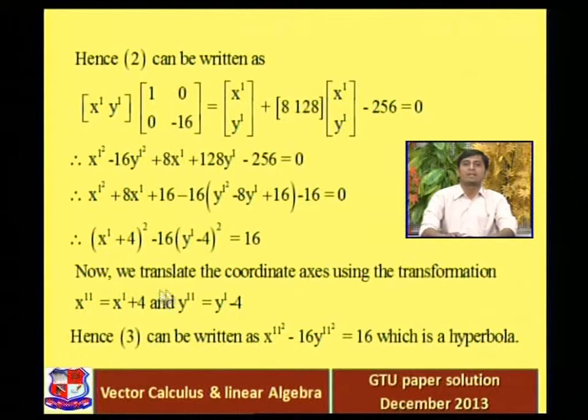So now we translate the coordinate axes using the transformation x'' is equal to x' plus 4, and y'' is equal to y' minus 4. So hence 3 can be written as x''² minus 16y''² is equal to 16, which is a hyperbola. So this is the equation of a hyperbola, and here we complete the solution of this question.